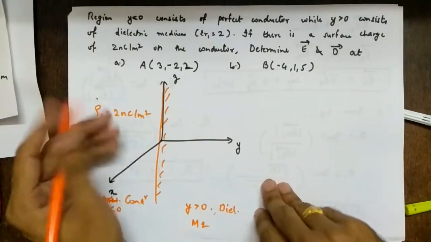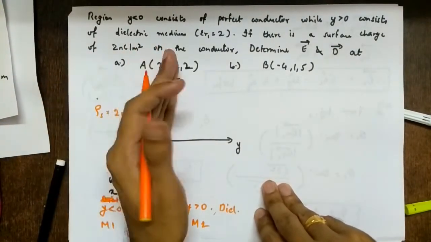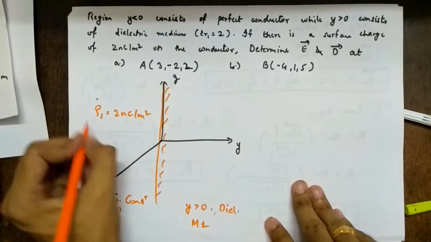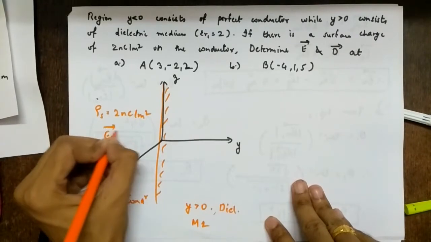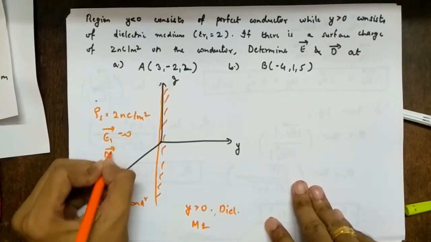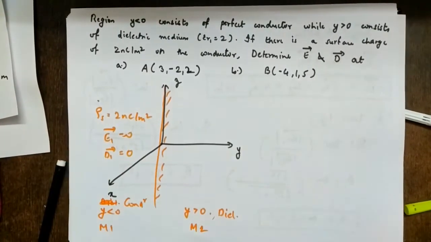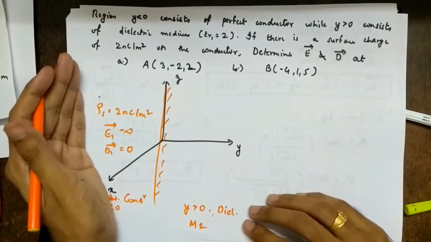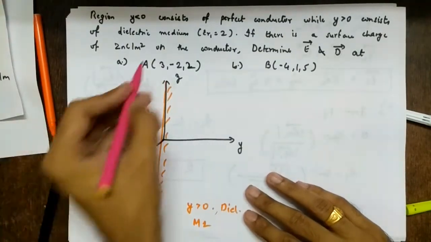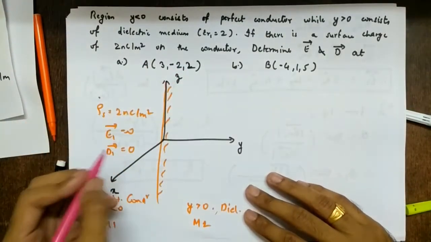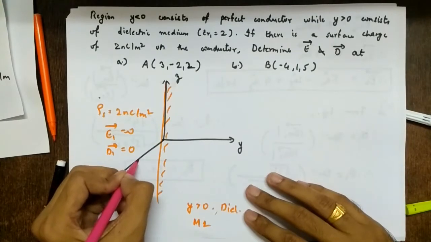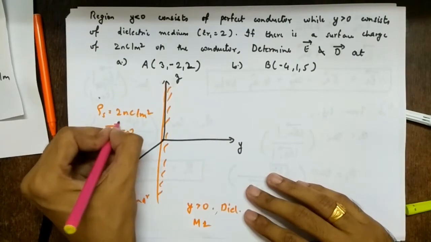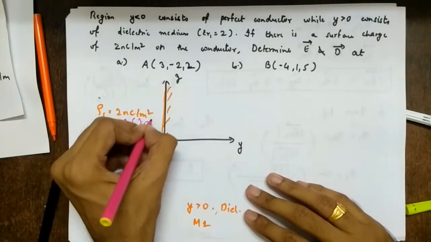Now what we know, at conductor no fields exist. That's what we have proved in the last lecture and we saw at the start also today, right? So no fields exist means here E1 vector is 0, and since E1 vector is 0, D1 vector is epsilon E vector, so D1 vector will be 0, right? So if both the points lie in this side, they will be 0, right? So let's just see them. A is 3, minus 2, 2, so x is 3, y is minus 2, so I am going here, and z is 2 means somewhere over here. So A is 3, minus 2, 2.